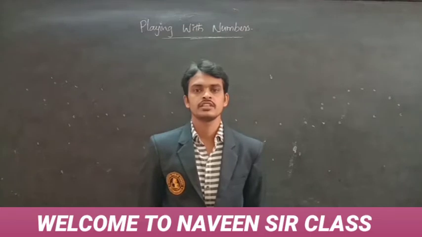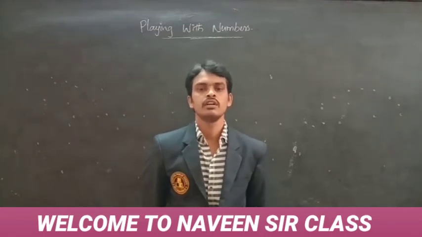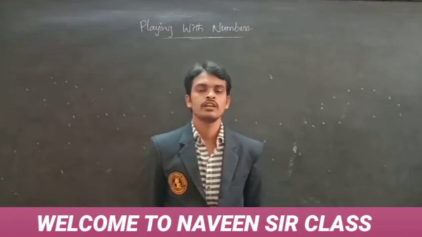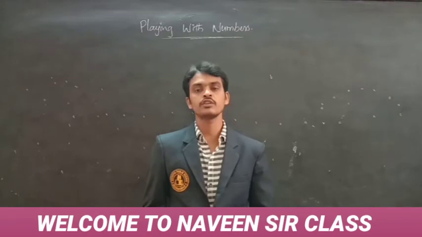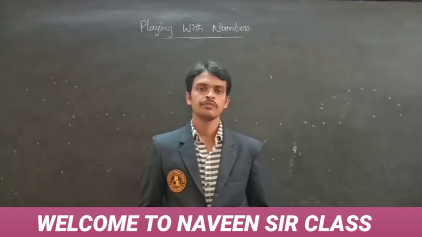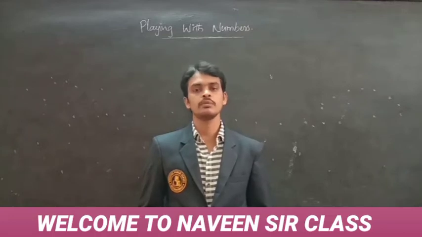In the previous class, in Playing with Numbers, we discussed HCF, the highest common factor. Two methods we discussed: the prime factorization method and the continued division method. Today, we will discuss LCM, the least common multiple.